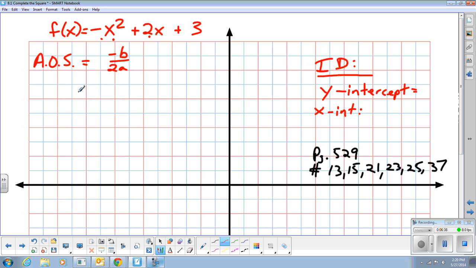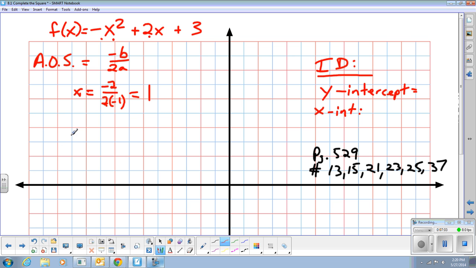So I'm going to say that x equals the opposite of b, so -2, over 2 times a, which is -1. And -2 divided by 2 times -1 is 1, so I have an axis of symmetry of 1. So the x part of my vertex is 1.